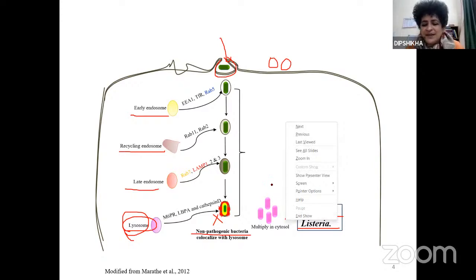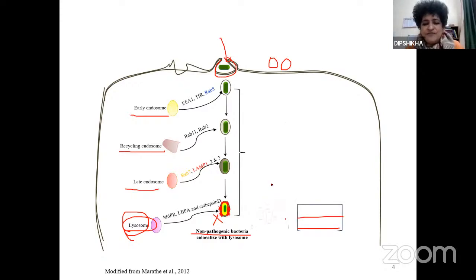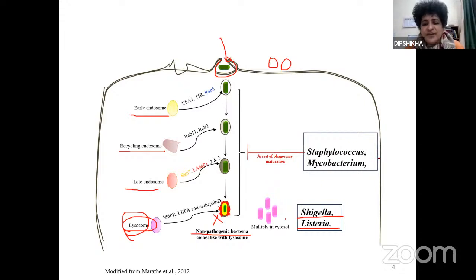Now, take an example of Staphylococcus aureus or Mycobacterium. Staphylococcus aureus is a gram-positive bacteria. Mycobacteria, you classify as acid-fast. You normally do not say whether it is positive or negative.